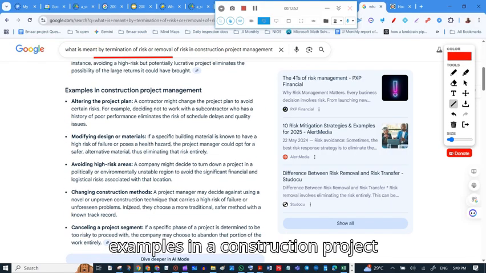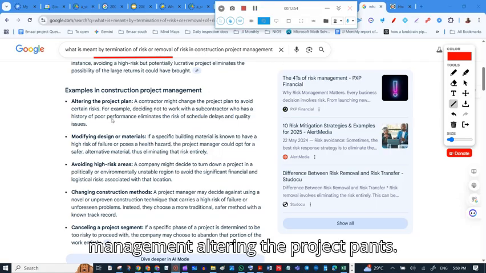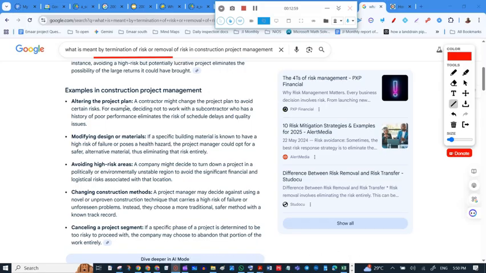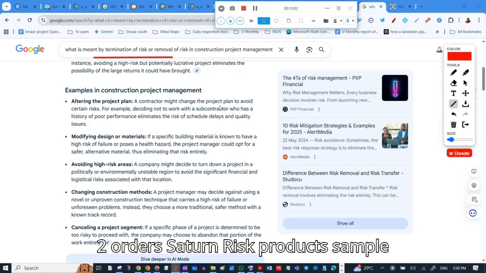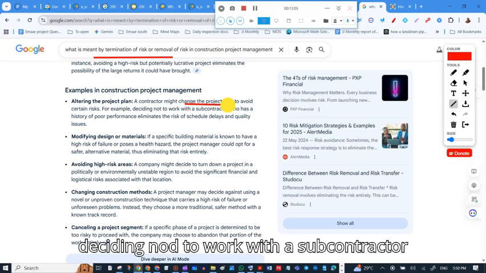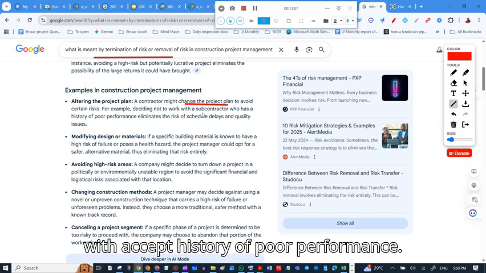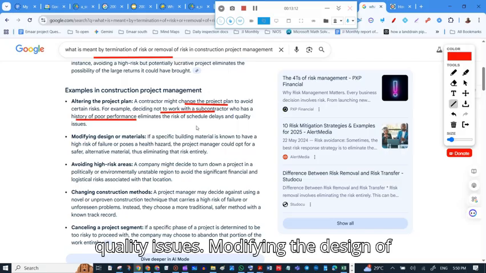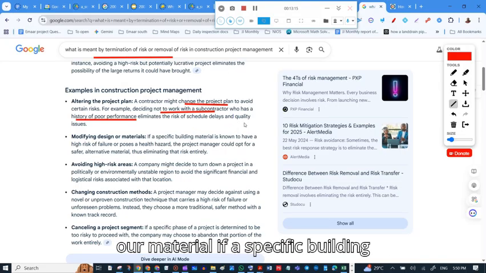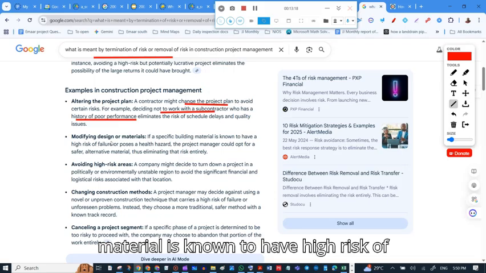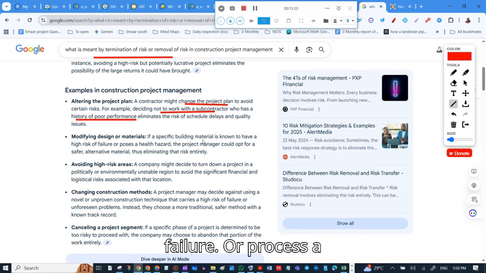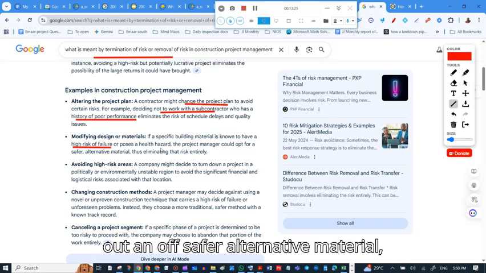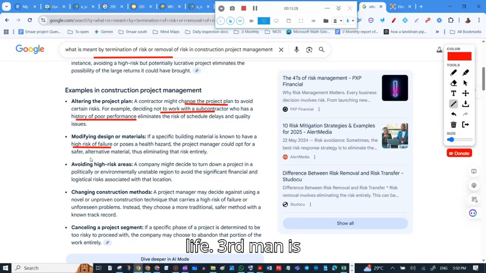Examples in construction project management: altering the project plan is one example. A contractor may change the project plan to avoid a certain risk. For example, deciding not to work with a subcontractor with a history of poor performance eliminates the risk of schedule delays and quality issues. Modifying the design or material: if a specific building material is known to have a high risk of failure or poses a health risk, the project manager could opt for a safer alternative material, thus eliminating that risk entirely.